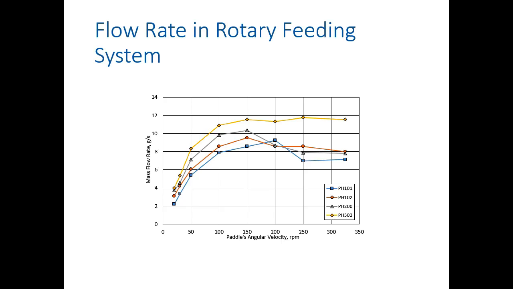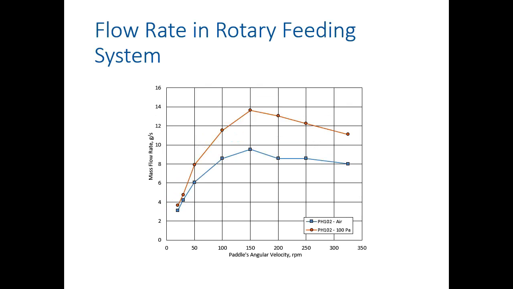We can see that by increasing the angular velocity of the paddles, we can increase the mass flow rate discharged in the system, in the rotary feeding system. We also observed that at a certain angular velocity, the mass flow rate had increased for a poor flowing powder compared to a good flowing powder.